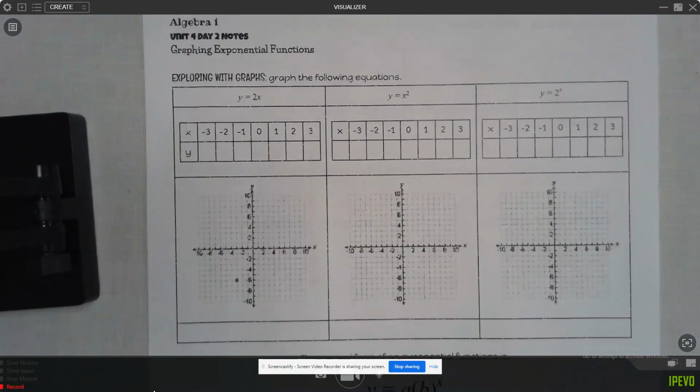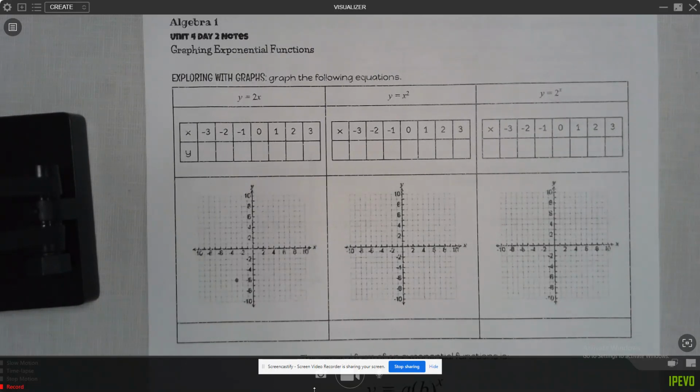Now I can do that the whole way across. I could do -2, -1, 0, 1, and 2, right? William, can you please use the pencil? It's going to bleed through if you use that. Do you understand? Thank you.